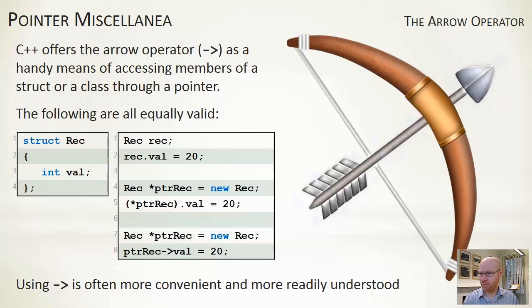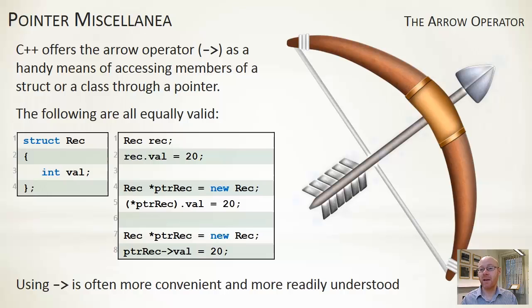So it's perfectly valid, it'll compile, just looks a little bit cumbersome. In line 7 and line 8, we have equivalent code. In line 7, we're creating or allocating a new rec on the heap, same as before. In line 8, we're using the arrow operator. The arrow operator is 2 characters, the hyphen and the greater than symbol, and they're doing ptrrec val.